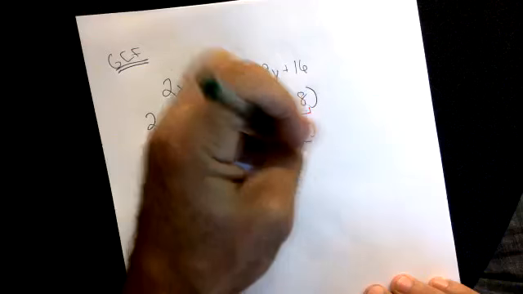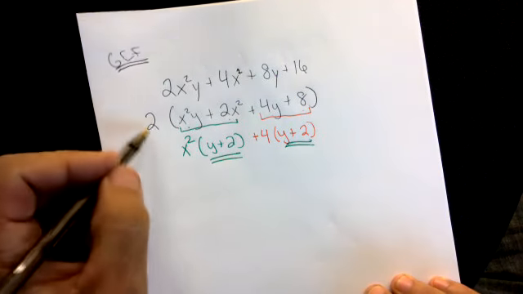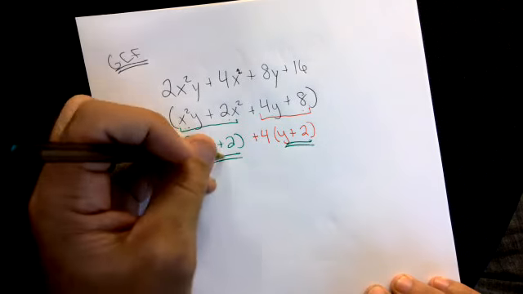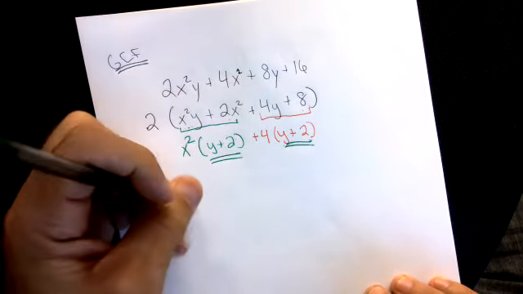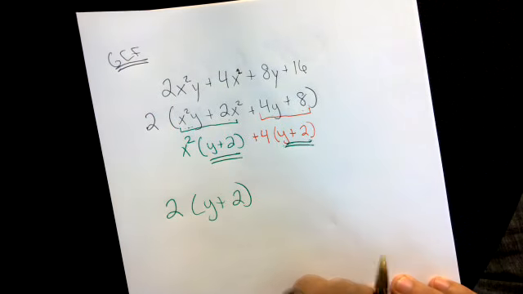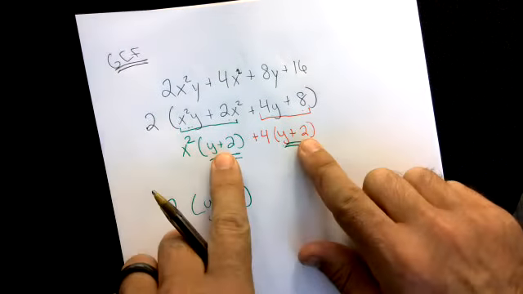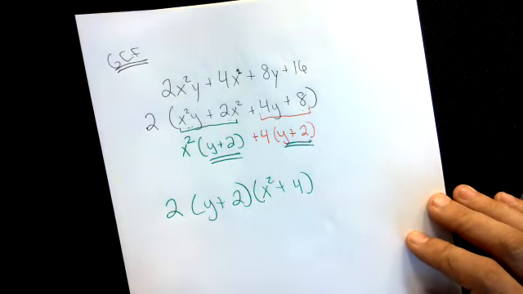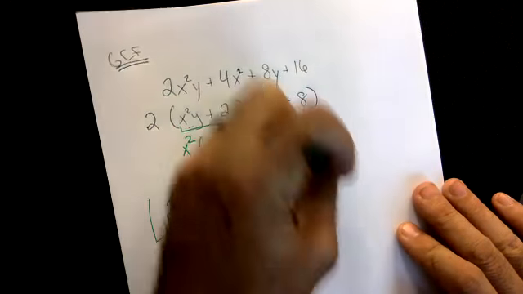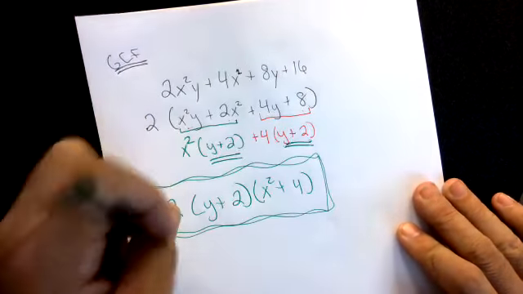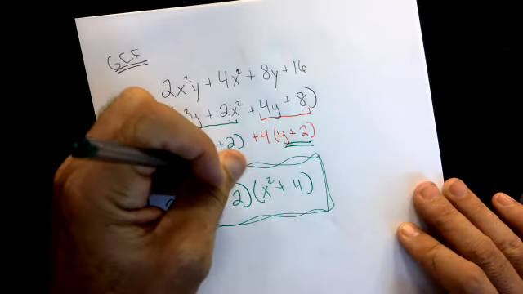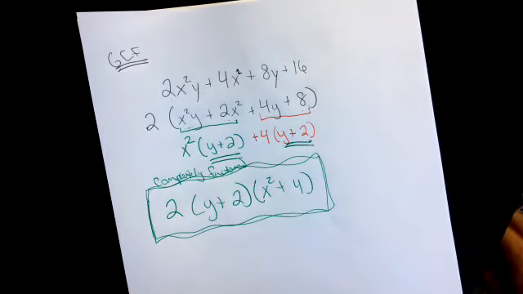And then I can see, oh, look, I had another greatest common factor. So first off, I had the greatest common factor of 2. Then now, with what I had left over, I have a greatest common factor of y plus 2. So if I divide him out, I'm left with x squared plus 4. So this is the final completely factored form. It says completely factored if you can't read my crappy handwriting.